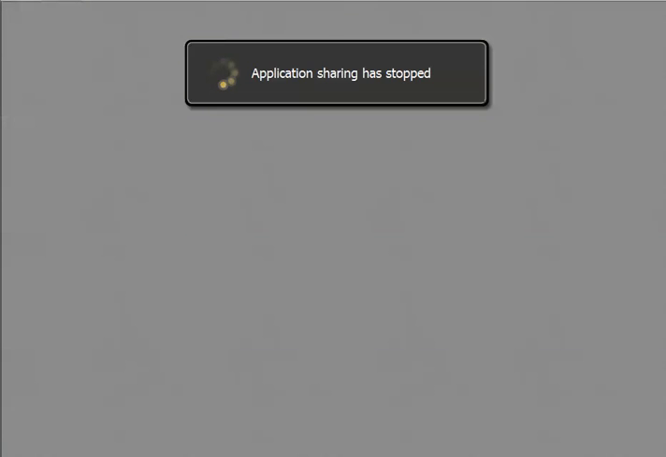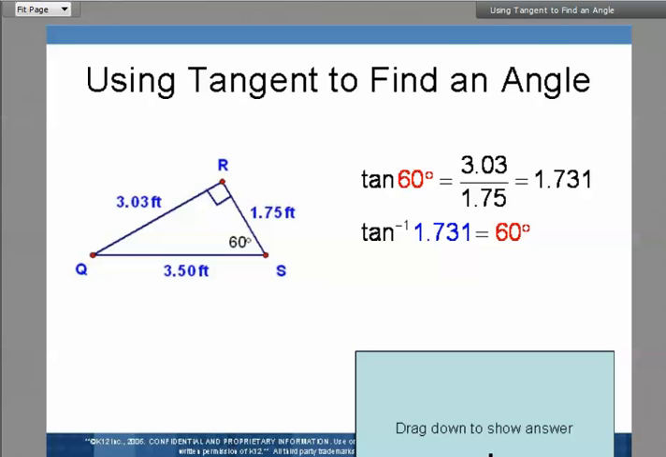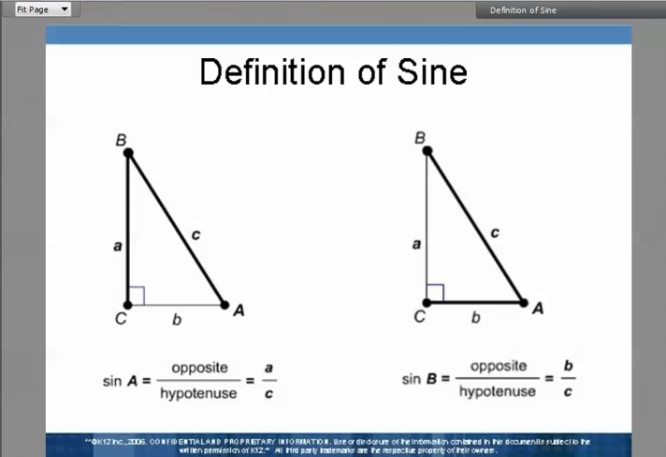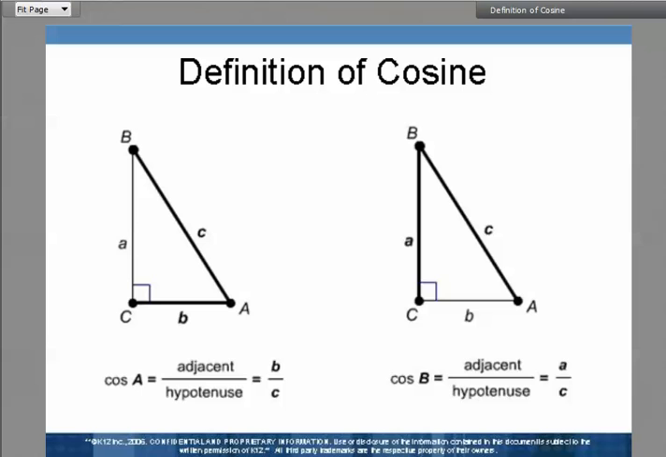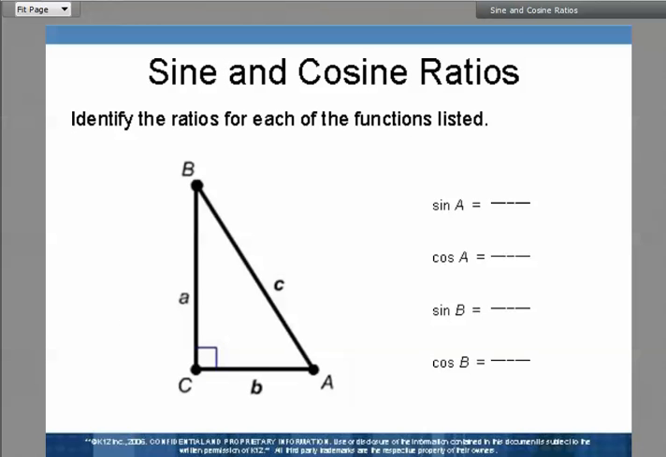Cool? Okay, going back to the lesson here just for a second. So, the definition of a sine. If I'm trying to find the sine of angle A over here on the right, it is going to be the opposite side divided by the hypotenuse. Well, that's going to be fairly simple. Definition of a cosine. If I'm trying to find the cosine of angle A, it's going to be the adjacent side divided by the hypotenuse. Cool. So let's find each one of those.